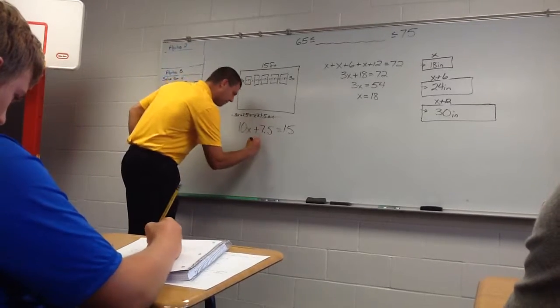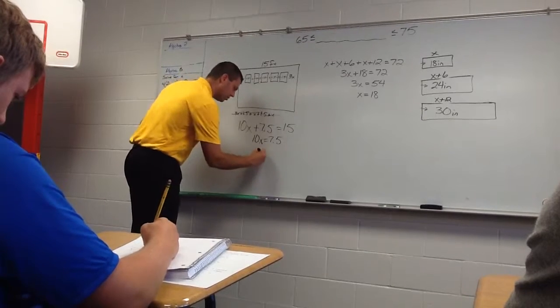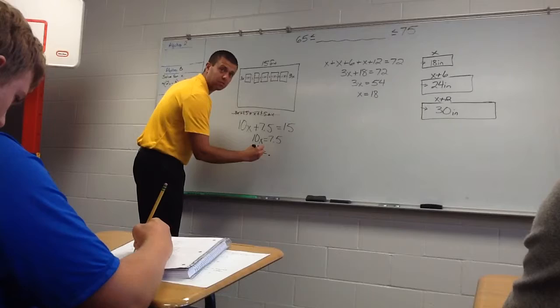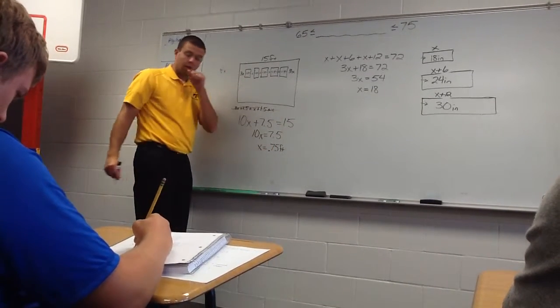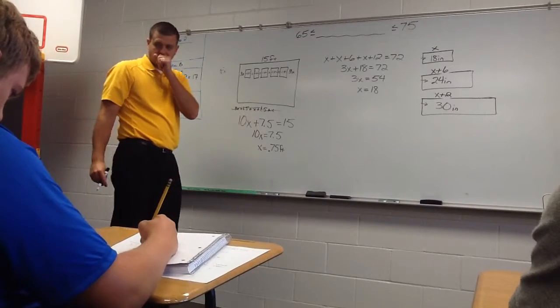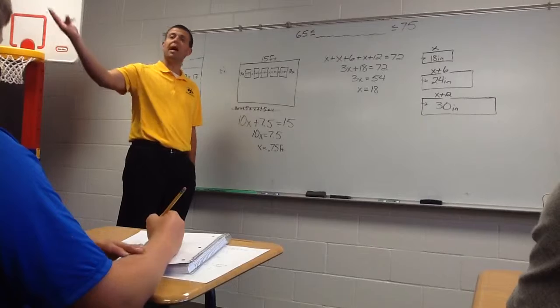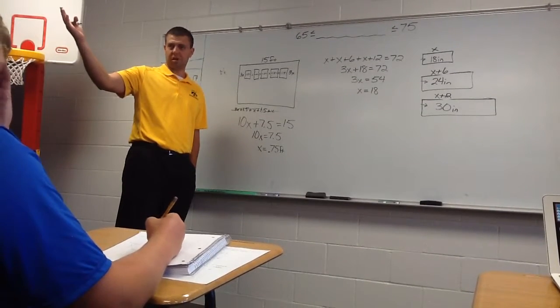Subtract 7.5. Divide by 10, so you just move the decimal place, right? When you divide by 10, you just move the decimal place? Yeah. So 0.75. How much? Or 3/4. 3/4 of what? 3/4 of a foot. Which would be how long? 8. Oh no. 9 inches, right?